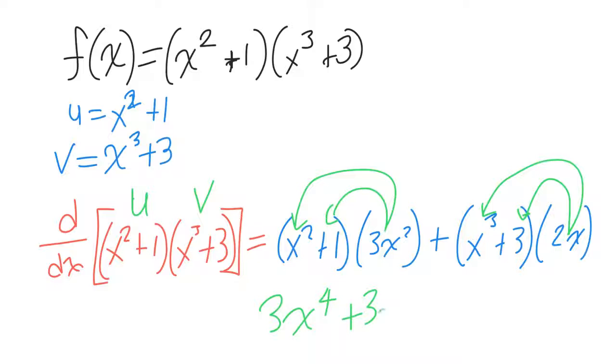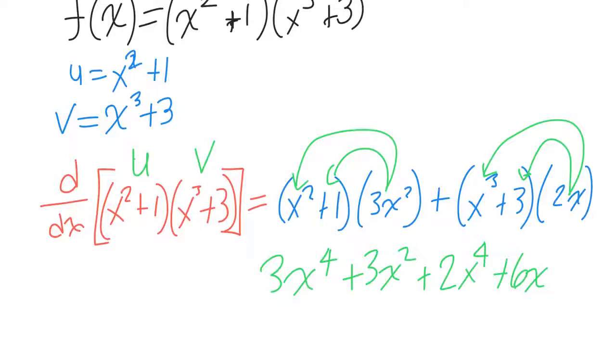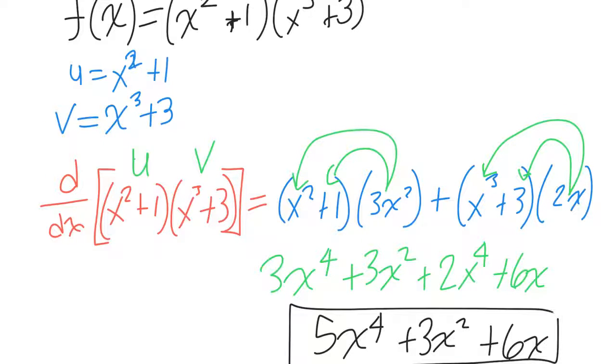plus 3x squared plus 2x to the fourth plus 6x. And then we are going to combine like terms, and we will end up with 5x to the fourth plus 3x squared plus 6x. And this is our final answer.